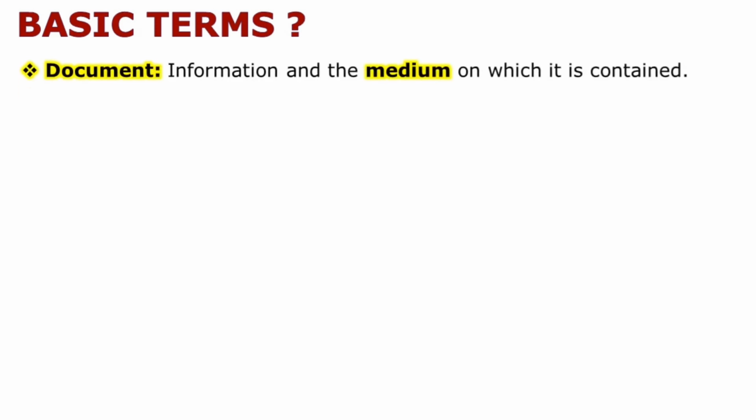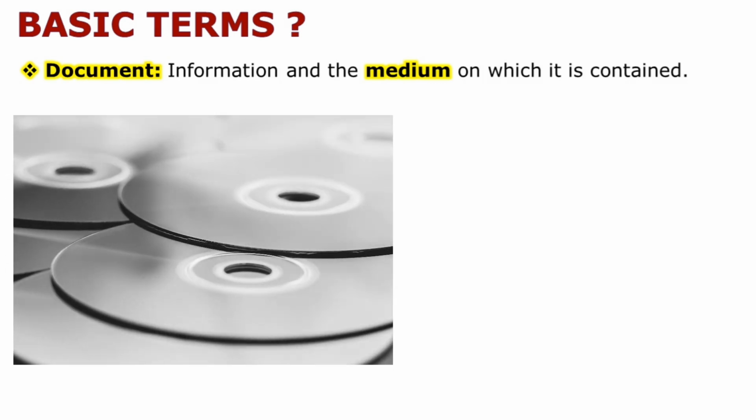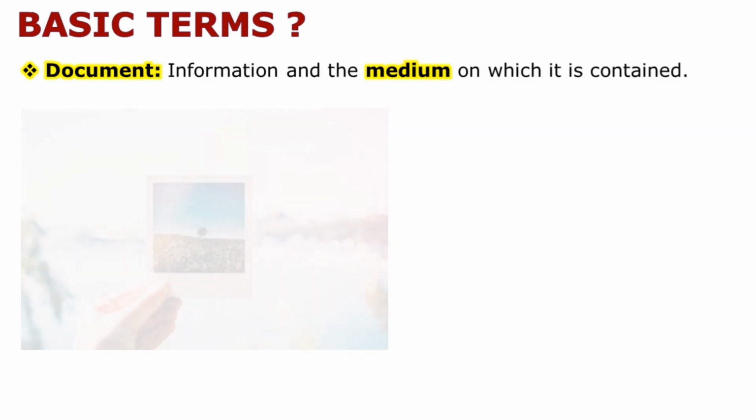Let's start with some basic definitions which are taken from the ISO standard. What is a document? It implies information and the medium on which it's contained. What is the medium? Well, that can be paper, electronic files, optical disc, photographs, or master samples.